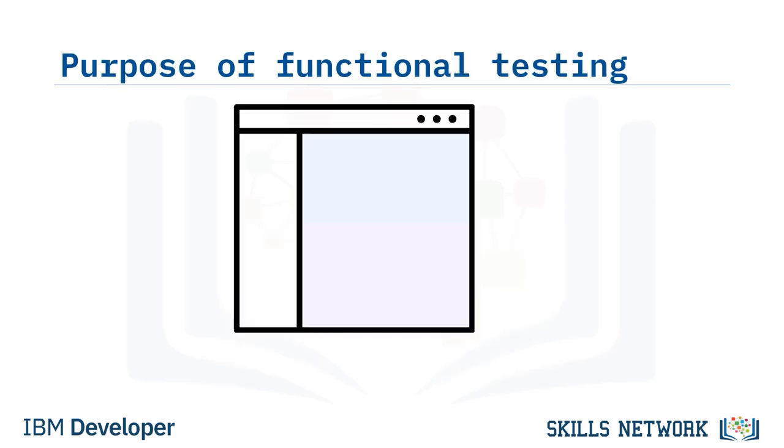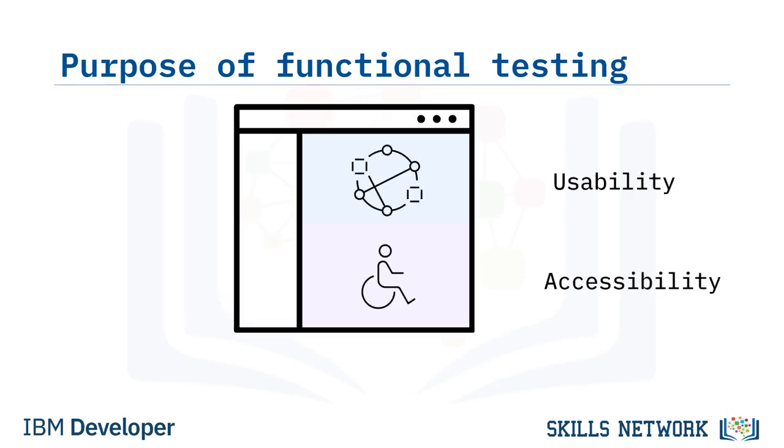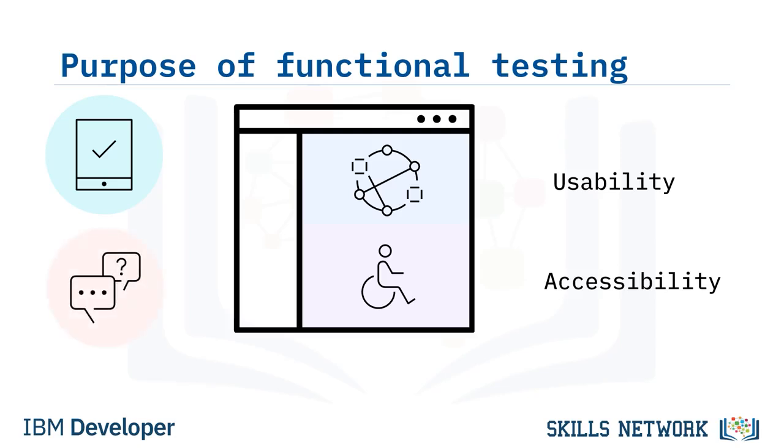The goal is to test the functionality of the application, making sure the application is usable and accessible. Functional testing tests the SUT to make sure it meets functional requirements. Functional testing makes sure that when user errors or input edge cases do occur, the software handles those exceptions seamlessly by displaying appropriate error messages.